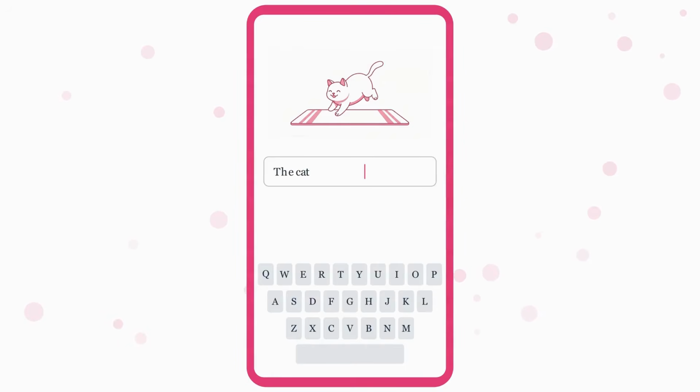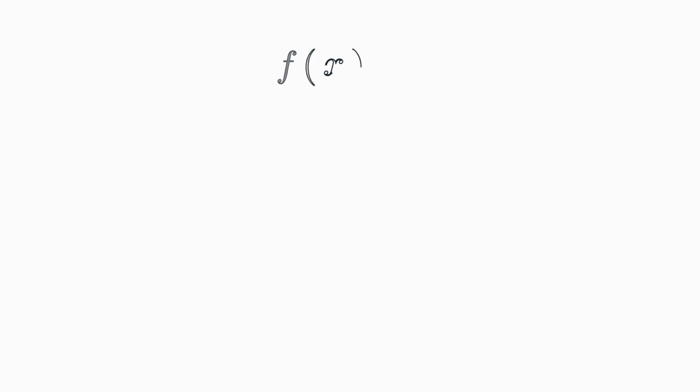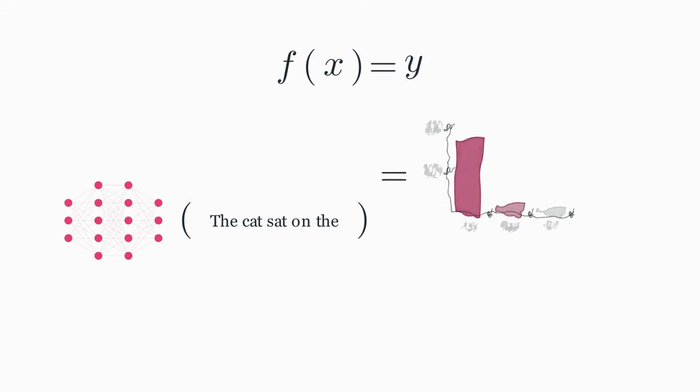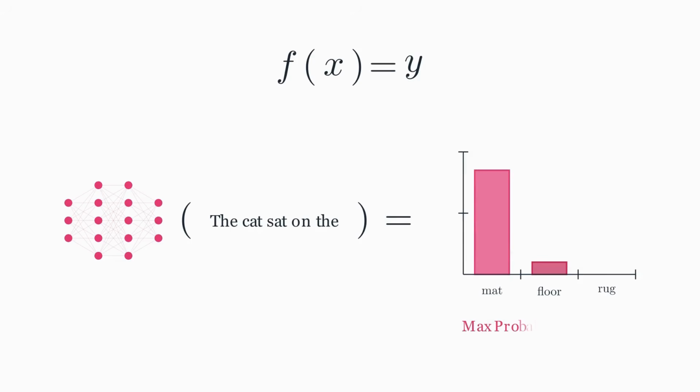Every time you type on your phone, you are seeing a simple version of a large language model. You type a few words and the system tries to guess what comes next based on probability. Mathematically, we can look at this as a function where the input is your sentence and the output is the most likely next word, like mat appearing after the sentence, the cat sat on the.